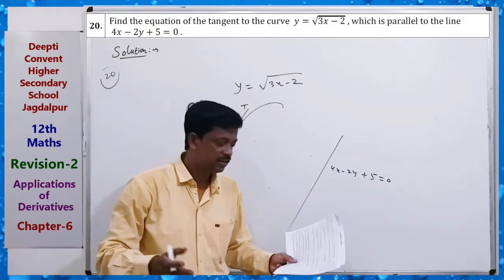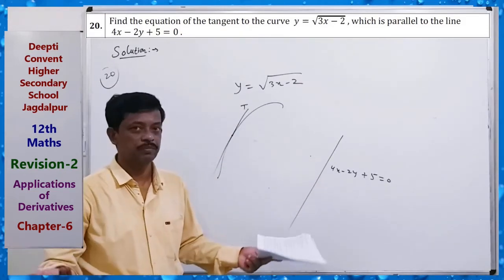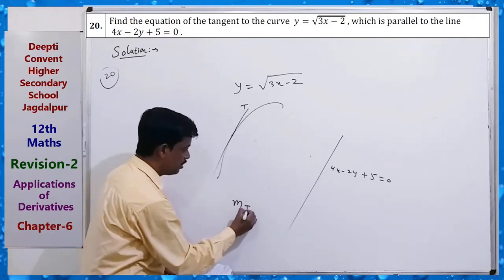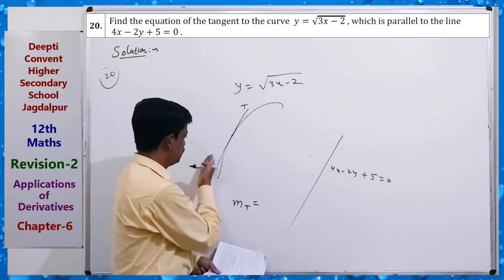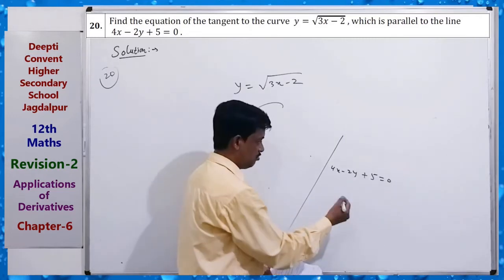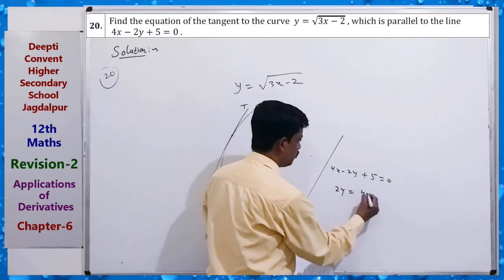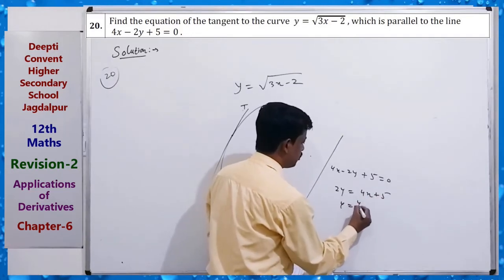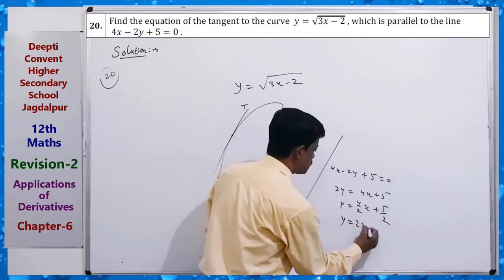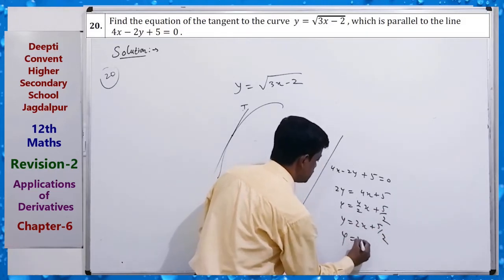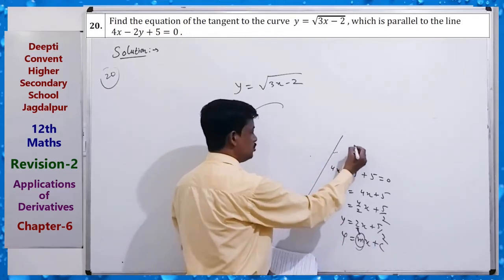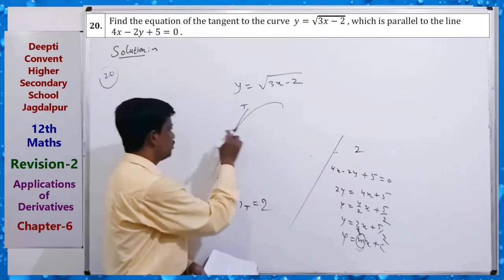We know that the slopes of parallel lines are the same, so the slope of the tangent can be found. The slope of these two lines will be the same. For the slope of this line, write it as y equals mx plus c. 2y equals 4x plus 5, so y equals 4 by 2 x plus 5 by 2, that is, y equals 2x plus 5 by 2. Comparing with y equals mx plus c, the slope of this line is 2. So the slope of the tangent is 2.